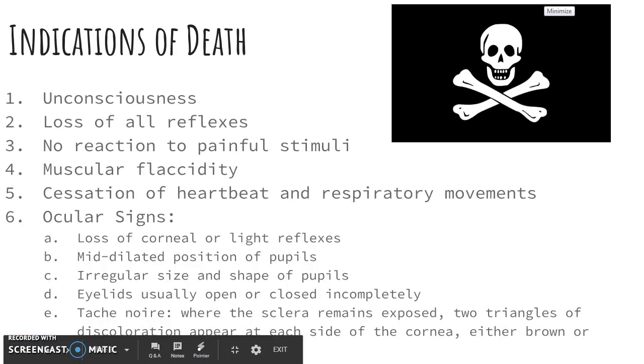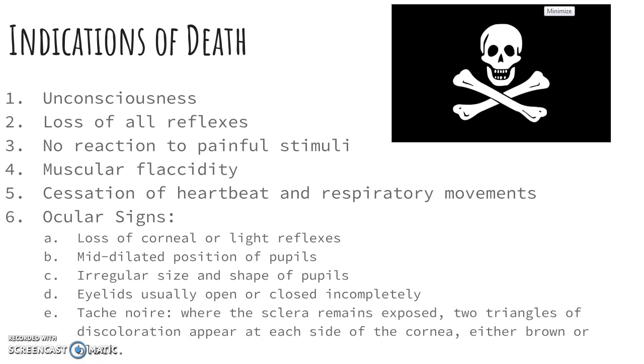Indications of death. So, in other words, how can you tell a person has died? Typically, they are unconscious. They lose all of their reflexes. So, if you tap them in the knee, they're not going to kick. There's no reaction to painful stimuli.